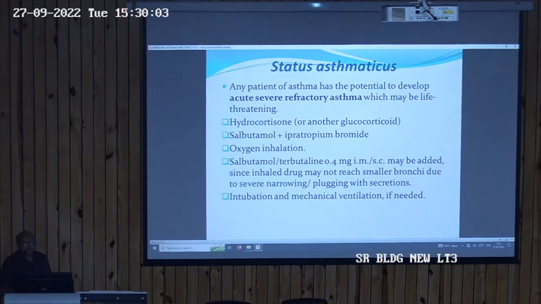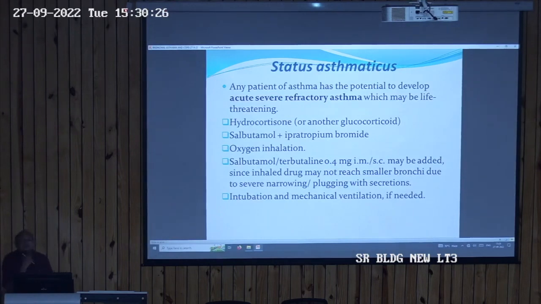So the treatment modality: you give hydrocortisone because it is short acting, and salbutamol plus ipratropium bromide because this combination works synergistically and is going to cause bronchodilation. And then oxygen inhalation, then salbutamol, terbutaline, these are given IM or subcutaneously.